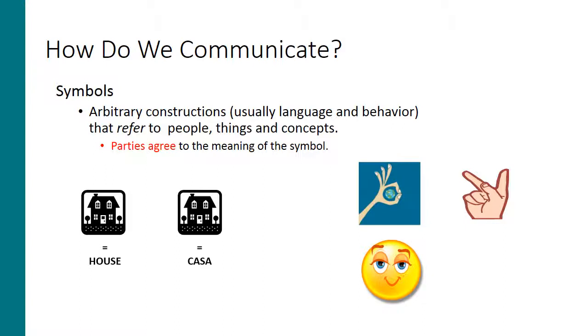Okay, so again, the sign there is the OK sign. That seems fine with us, but the sign to the right, and I don't know which one that is, I apologize, may seem very offensive to someone else from a different culture or group.